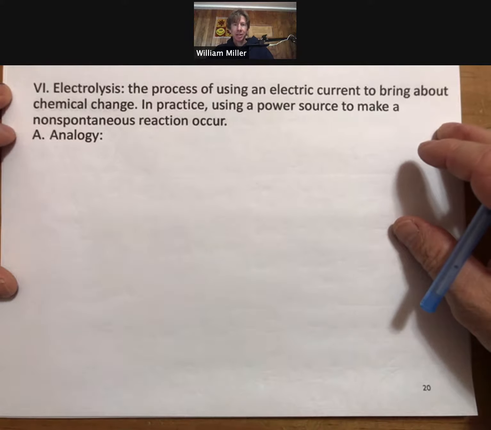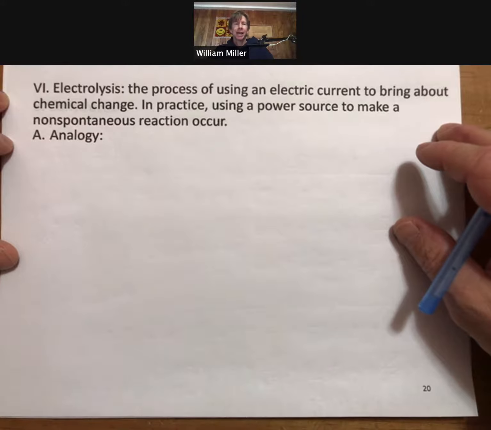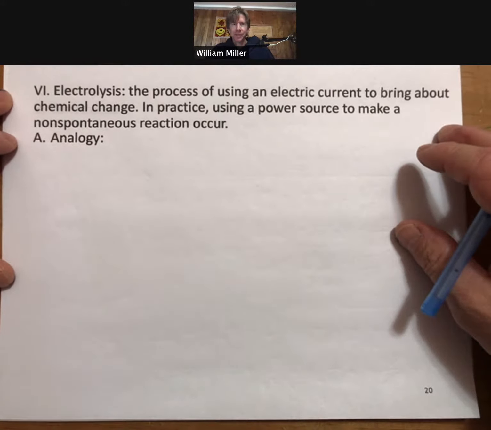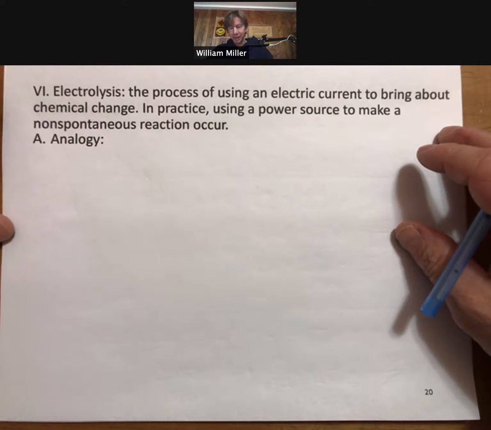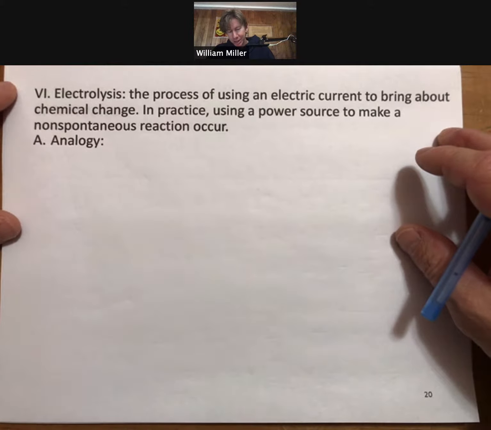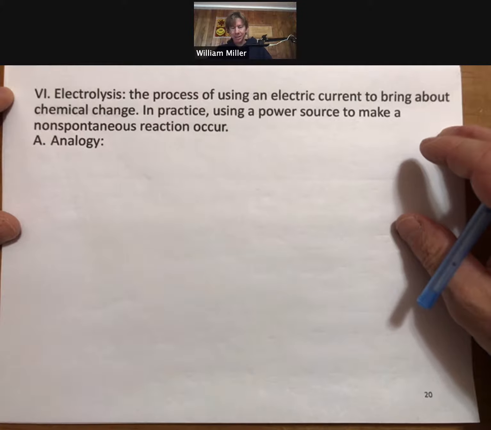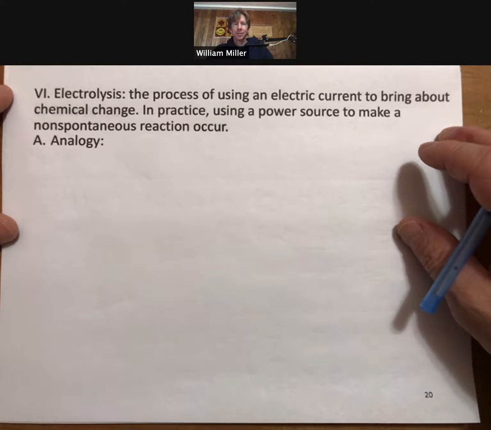We've talked a lot about voltaic cells, and what we've seen is that voltaic cells have positive cell potentials, which makes them drive or occur as spontaneous reactions. This is electrolysis, and electrolysis is the process of using an electric current to bring about chemical change, in practice using a power source to make a non-spontaneous reaction occur.